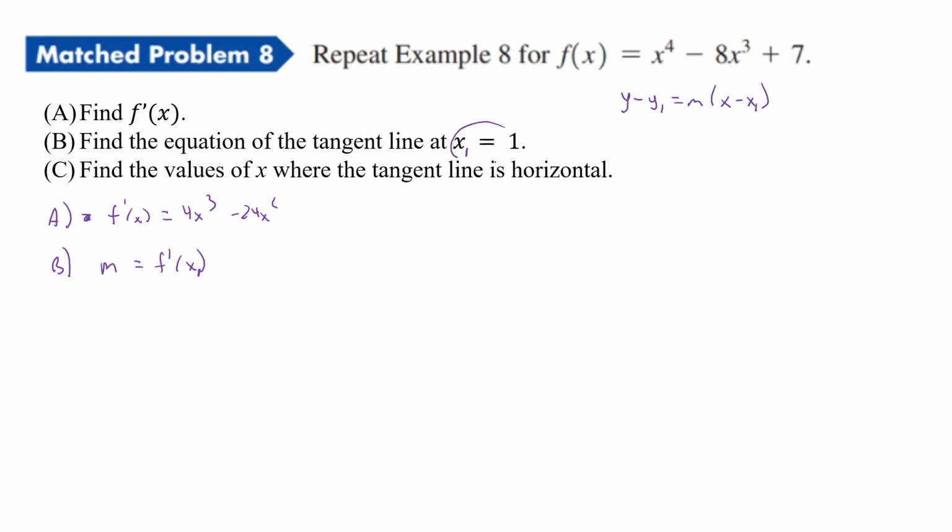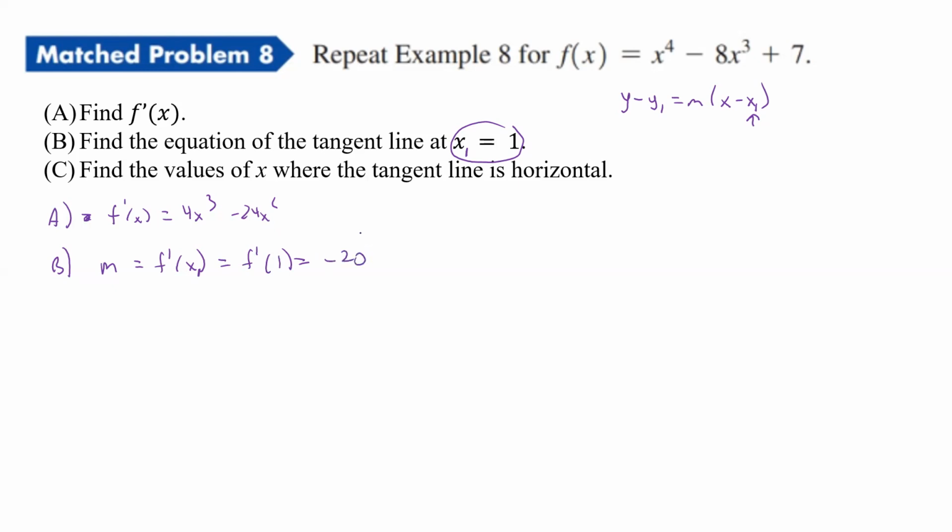And so the x they're talking about here is this one. We can't call it x, because then we'd put it here, which is wrong. So we're going to call it x1, and we need to find f prime of 1. Well, if we plug that in here, 1 cubed is 1 times 4, so that's 4. And that's going to be 4 minus 24, which is minus 20.